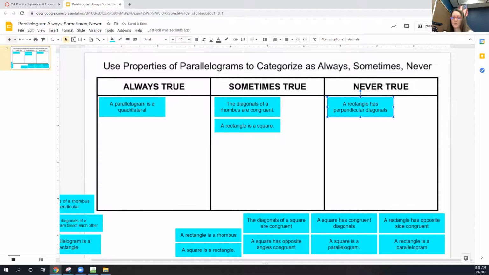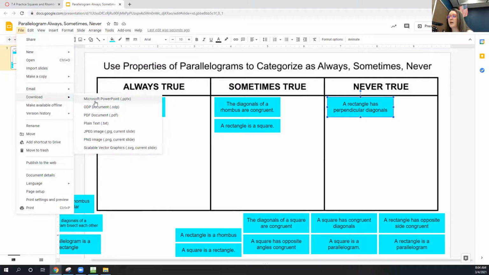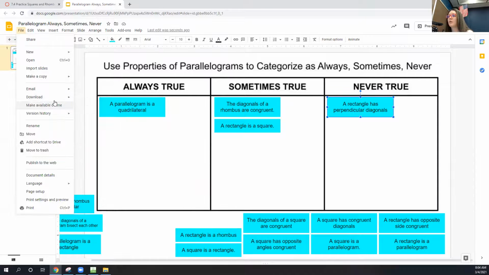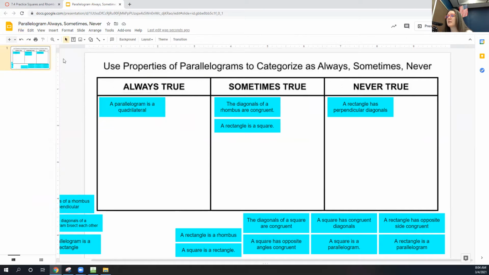All right, so hopefully that helps you when you're doing your activity. When you're finished, go to File, and you can download it as a PDF document, or you can print it. I think downloading as a PDF is probably your best bet, or you can just snip it and send it to me as a JPEG. Hopefully that helps you get through it.